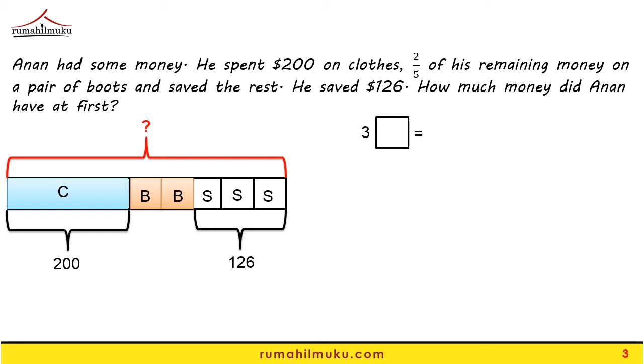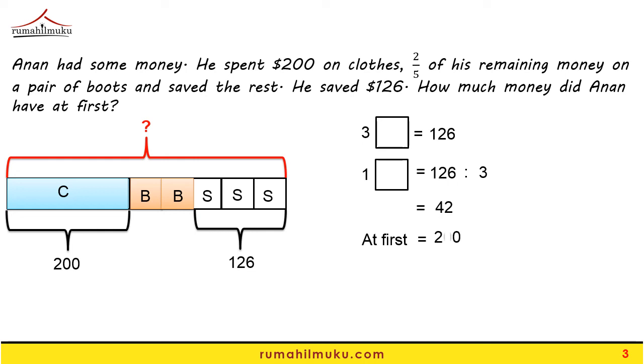Well, we already know that 3 boxes is equal to 126, like the 3/5 of the remainder is $126 because he saved $126. So how much does 1 box represent? 126 divided by 3 becomes 42.